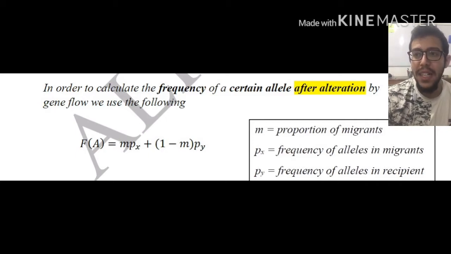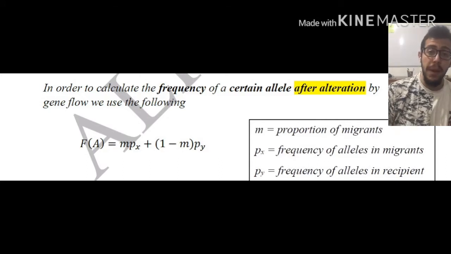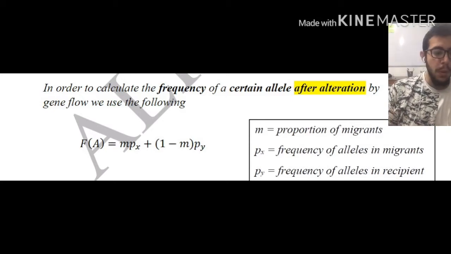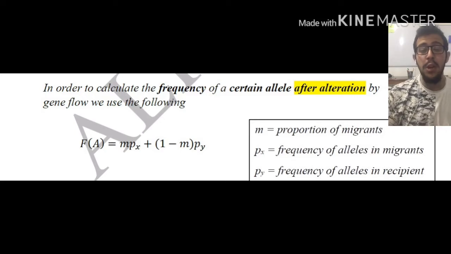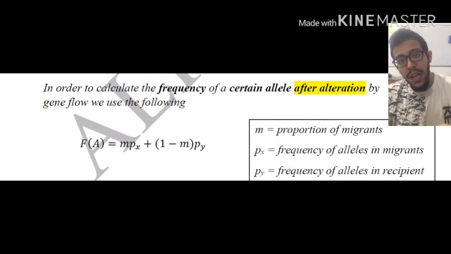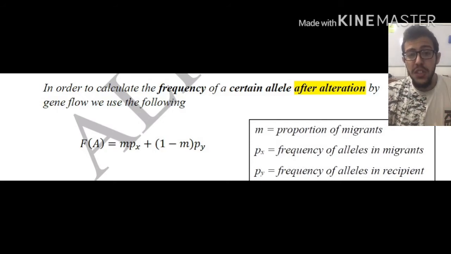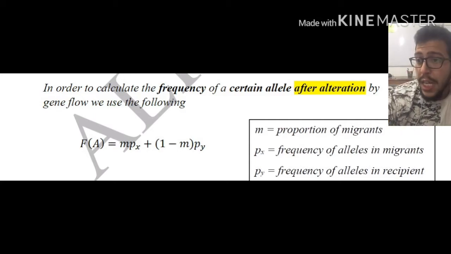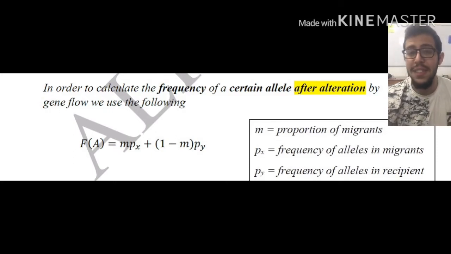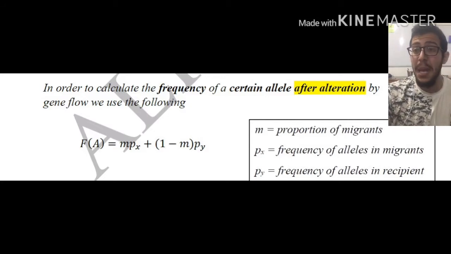Plus 1 minus M. Let's remember that M is going to be referring to the proportion of migrants. However, I'd like to emphasize that this is the proportion of migrants. So if, for example, we've got 20 people that are migrating into a population of 80 people, that means 20 out of 100 are migrants. Therefore, the proportion is going to be 0.2. This is going to be present in the example that is going to be explained in detail further in this video. Now, Py is going to be referring to the frequency of the allele in the recipient population, and let's start explaining the example at hand.